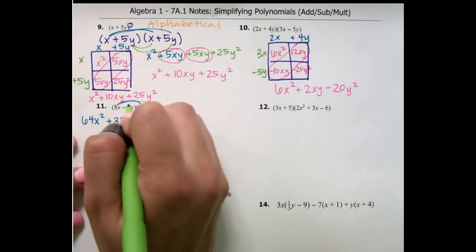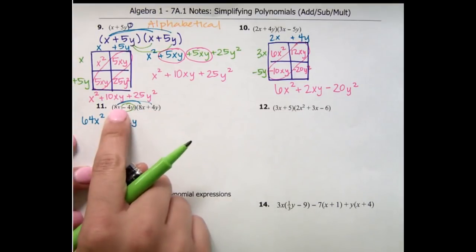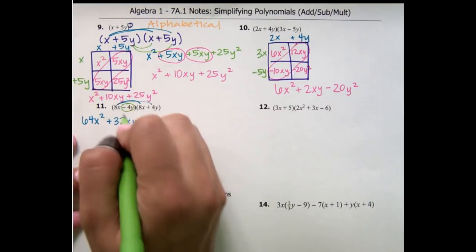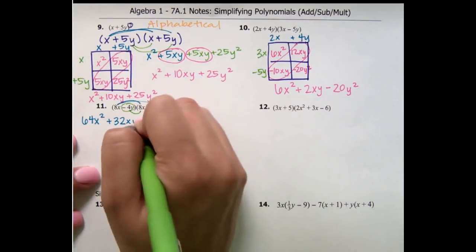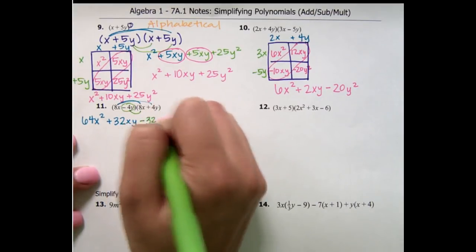So that's the first distribute. This time, don't forget about that negative sign. It's attached to the 4. So we have to distribute negative 4y. So negative 4y times 8x is minus 32xy.